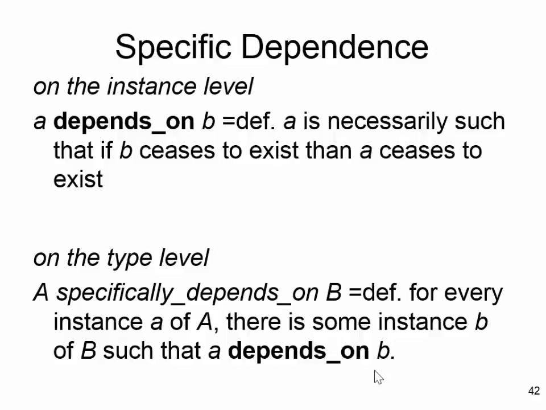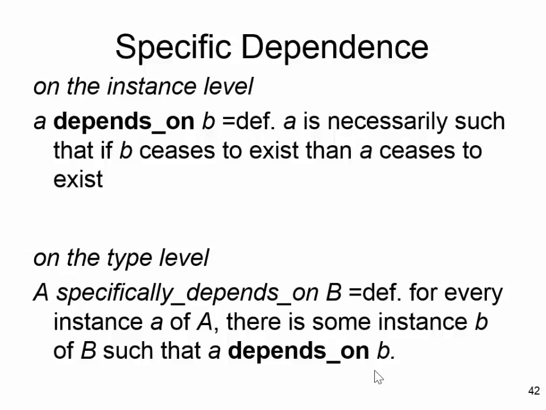And on the type level, a universal specifically depends on another universal means every instance of that first universal depends on the second universal in the sense defined here. So relations between universals are defined in terms of relations between instances. Now, this is under the hood, as it were. You can use BFO without knowing how to formulate these definitions. But the definitions are there in the documentation.